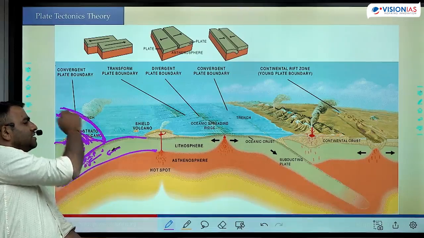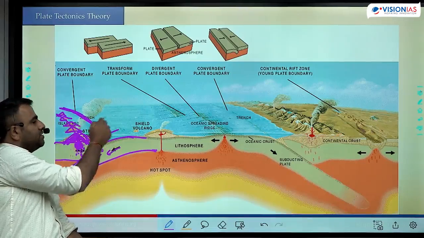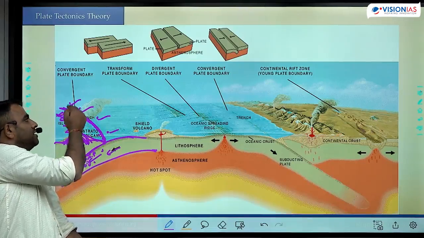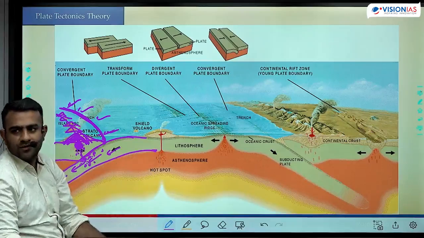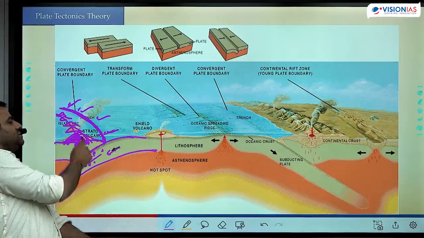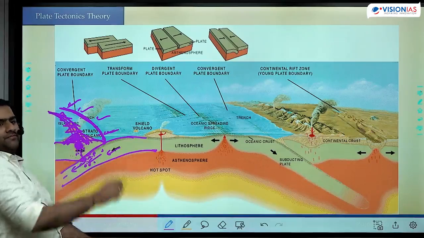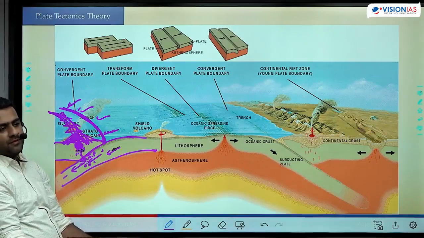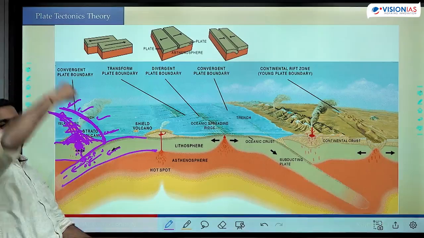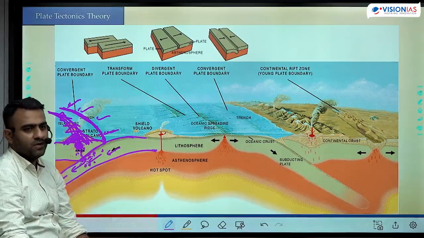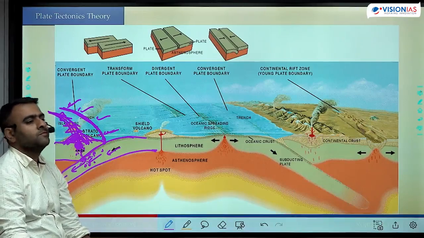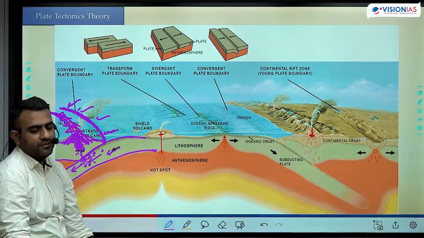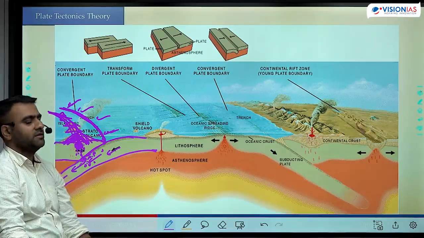Usually a trench is arc shaped because the force of the plate movement is not uniform everywhere. In some places it moves fast, in other places it moves slower, so overall it takes an arc shape. Since the trench is arc shaped, this island chain is also arc shaped. The continuous line of islands is in arc shape. What is it called? Island arc. It results in the formation of an island arc.